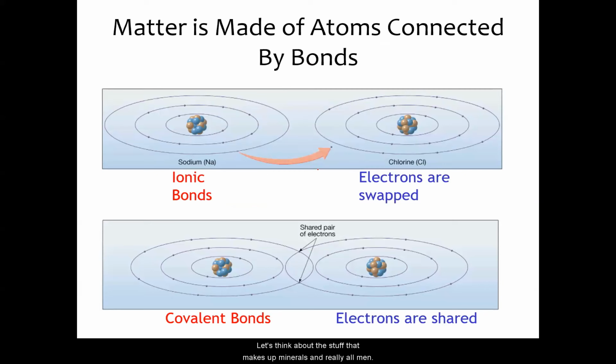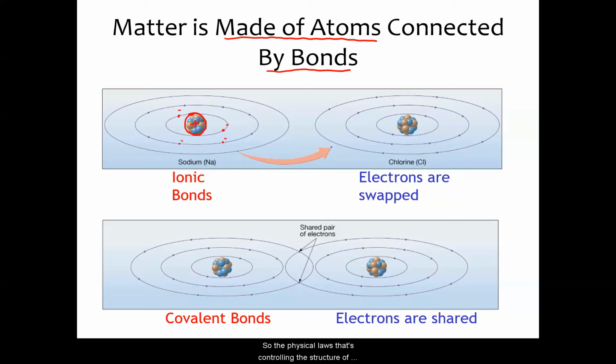Let's think about the stuff that makes up minerals and really all matter. Matter is made of atoms. Those are the smallest constituent pieces of everyday matter. And those atoms are connected together by certain types of connections that we call bonds. Okay, so first let's talk about what atoms are. Atoms, at least to a first approximation, you can think of as kind of like a little solar system. You've got a nucleus in the center, and it's got a positive charge because of the protons that make it up. And then around that, we've got a bunch of electrons, negatively charged particles.